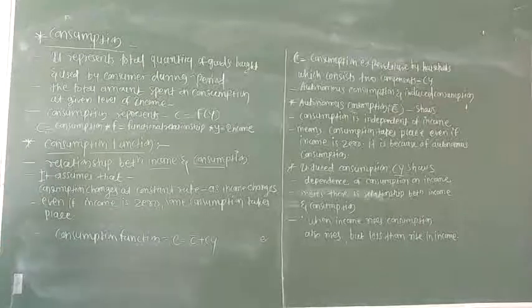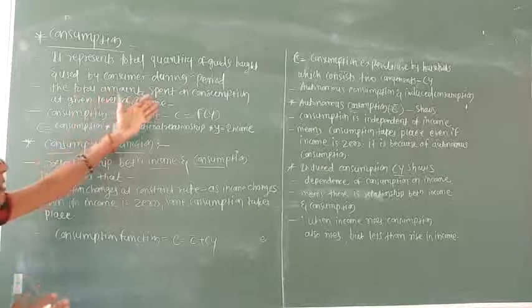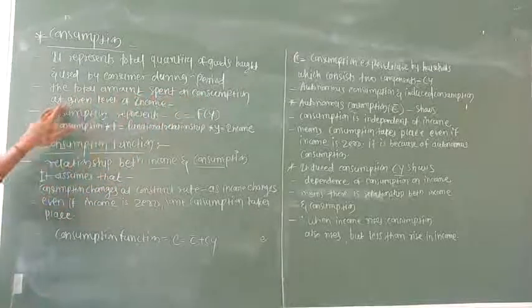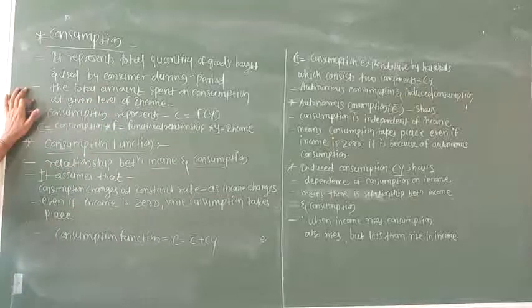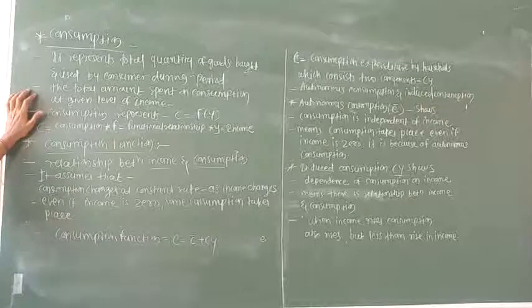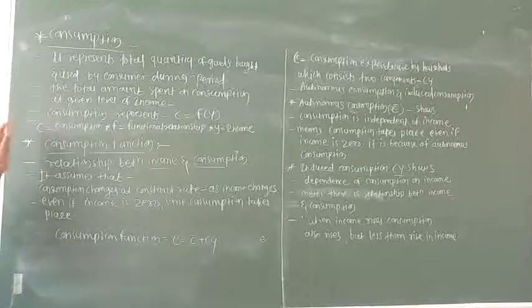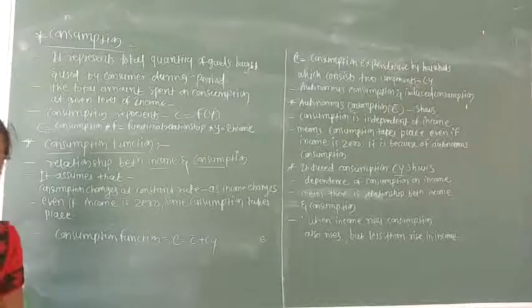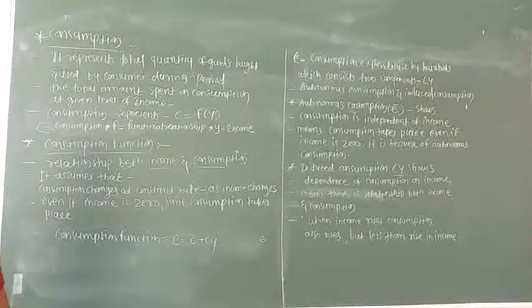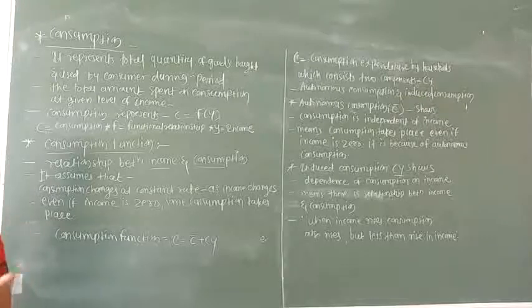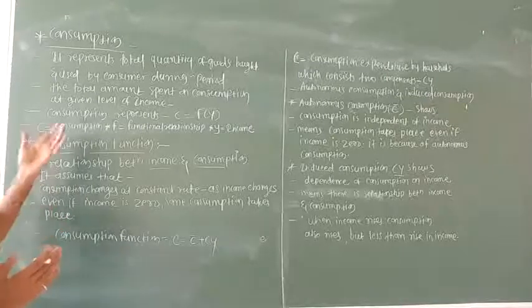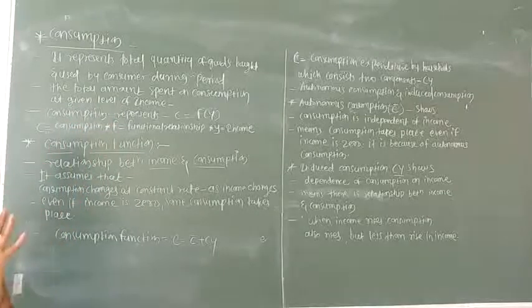Here consumption is the total amount spent on consumption at a given level of income. In another word, consumption is the total amount spent on the use of goods and services. By whom? By the consumer or the person. How? At a given level of the income.